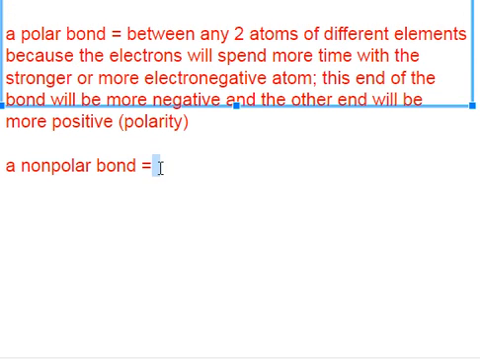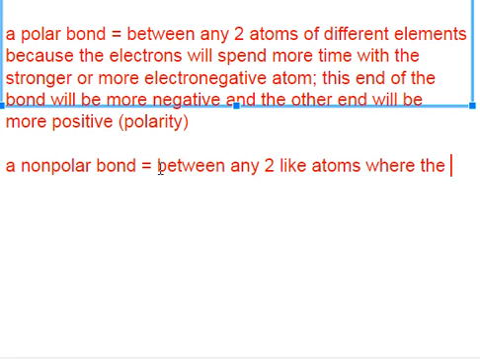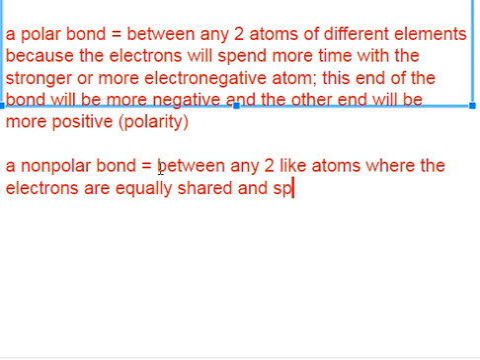So then a nonpolar bond between any two like atoms where the electrons are equally shared and spend equal time with each atom.